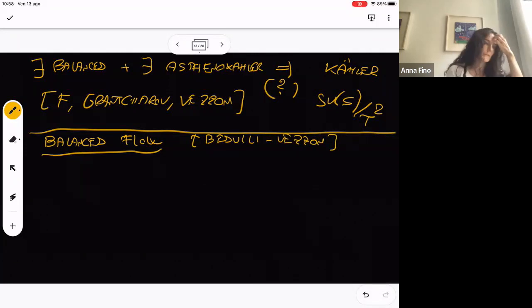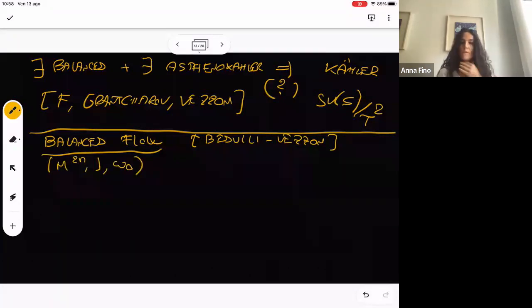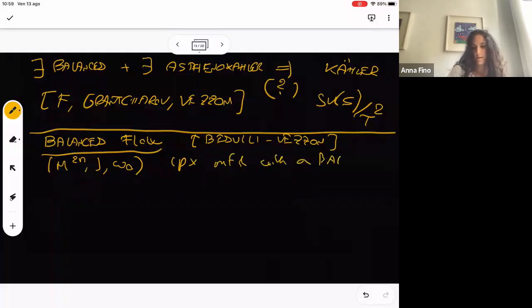I will review a little bit about that. First, we define the flow, and not much is known about this flow. I studied with my student, Fabio Paradiso, this flow on almost abelian solvmanifolds, but there is no general result, other than the result by Bedulli and Vezzoni. So let's take a complex manifold with a balanced metric ω0. So we start with that.